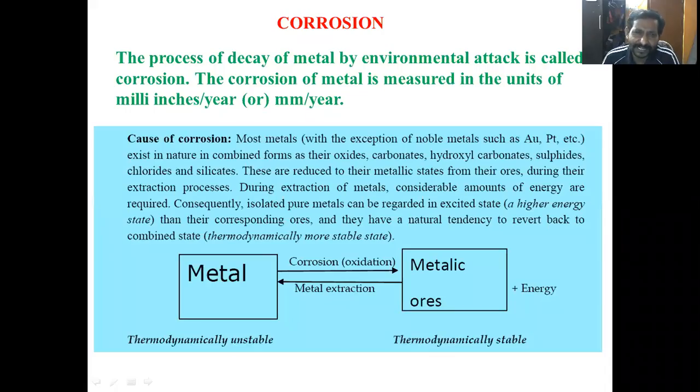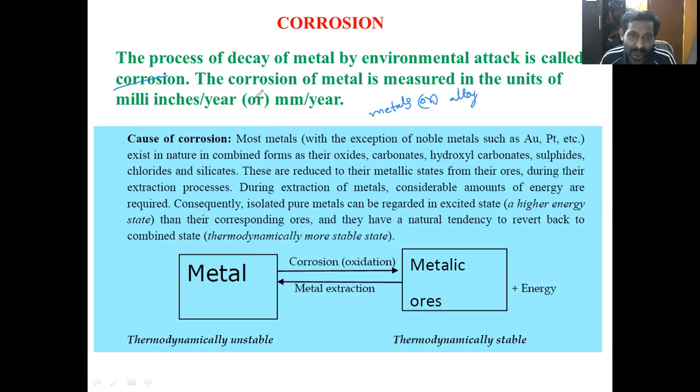So what is the definition of corrosion? The process of decay of metals or alloys by environmental attack is called corrosion. So what does this mean? The process of decay of metals or alloys by environmental attack is called corrosion.